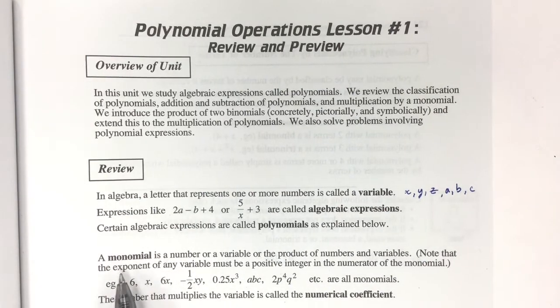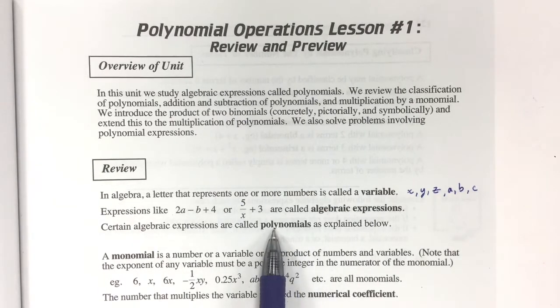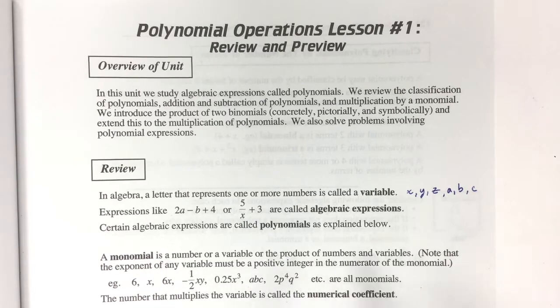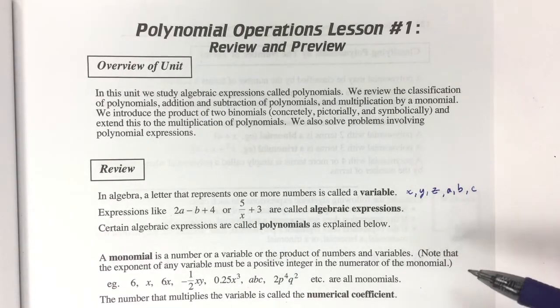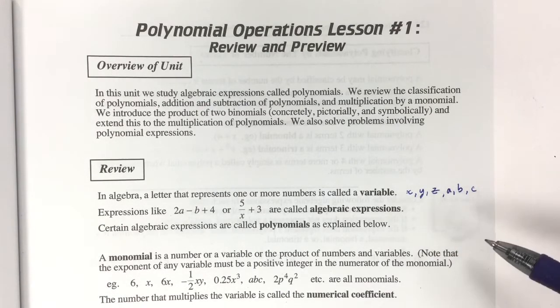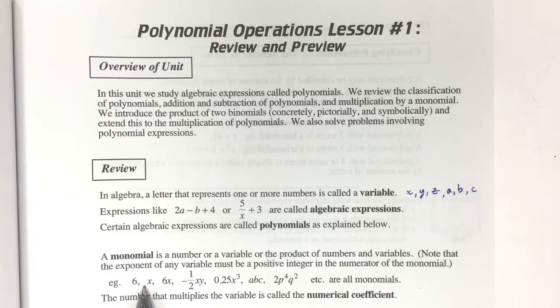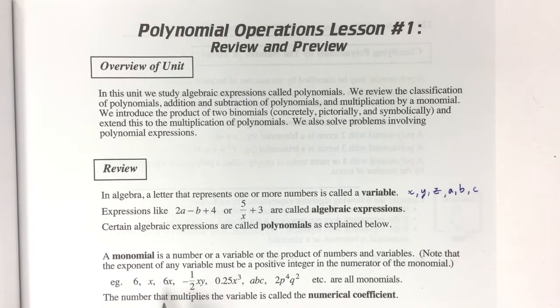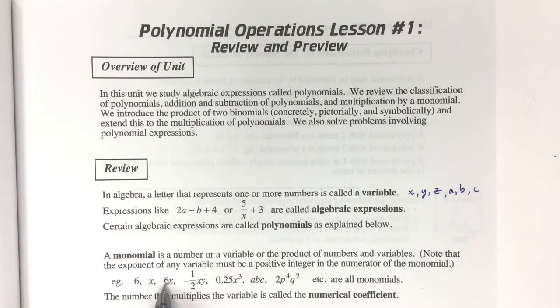And so there's different types of polynomials. First, we have a monomial. A monomial is a number, a variable, or the product of numbers and variables. So you multiply or divide them, you get a monomial. But when we have a monomial, the exponent has to be a positive integer in the numerator. Numbers that multiply the variables are called numerical coefficients. So for example, 6x, the numerical coefficient is 6, and the variable would be x here.